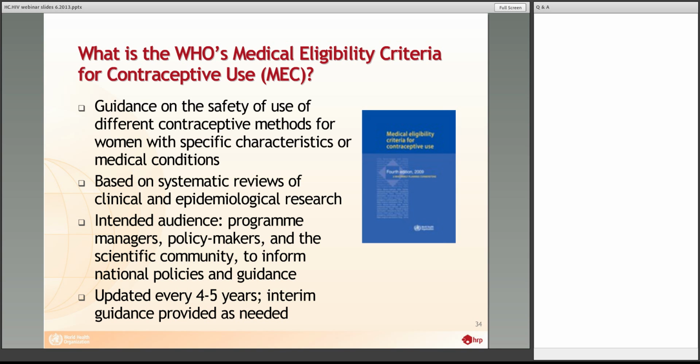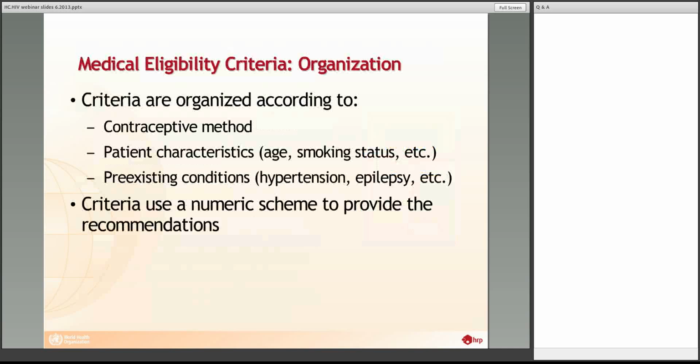Then we will occasionally have an interim technical consultation. And the consultation on hormonal contraception and HIV was one of those interim consultations. Next slide, please.